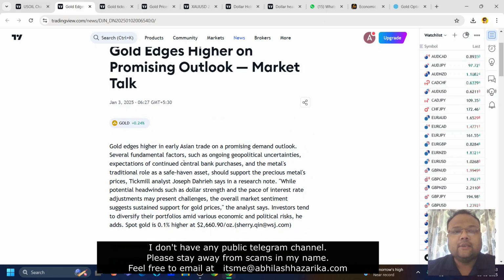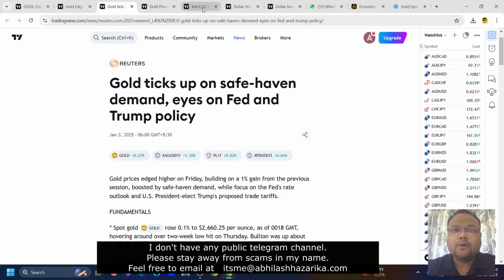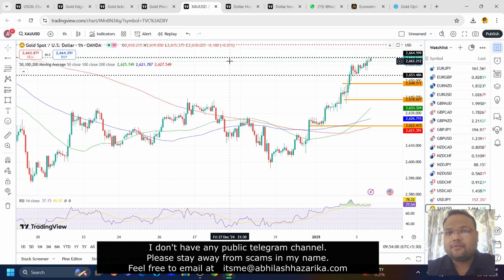You can see several fundamental factors such as ongoing geopolitical uncertainties. You must know that throughout the world, there have been many wars going on. Things are not stable. Expectations of continued central bank purchases, mostly it is talking about India and China. China has started purchasing gold again because their currency is falling. And the metal's traditional role as a safe haven asset should support precious metals prices. So these are the events because of which we saw a sudden up move on the chart of gold.